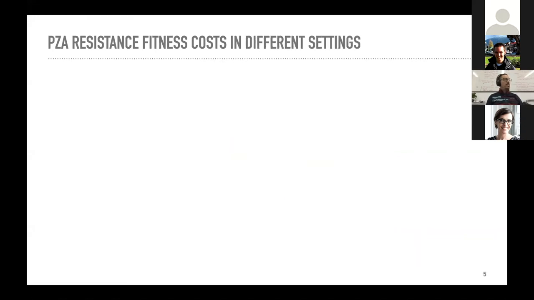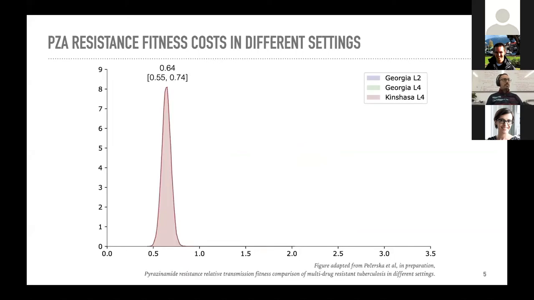Moreover, we had other data sets available. This is the data set that we had available first from Kinshasa, lineage 4, one of the main lineages of tuberculosis. And we got a result that's very compliant with the general expectation in the field. The pyrazinamide resistance knocks out a gene, so it causes a fitness loss. However, when we look at a different data set from Georgia, which is a different lineage, of course, we see that we don't see that much of a fitness loss. And this could be explained by the fact that it's a different lineage.